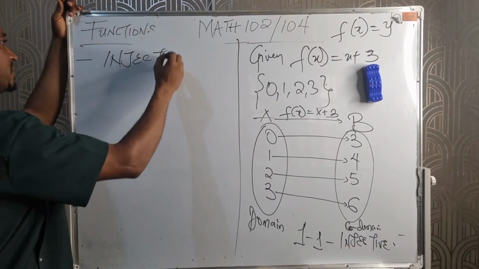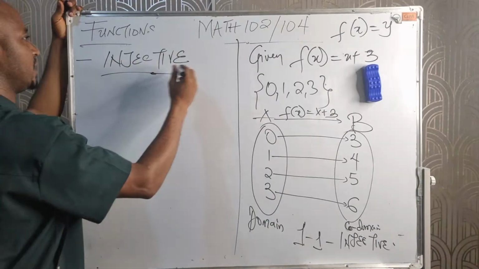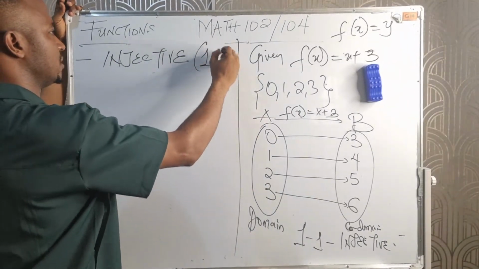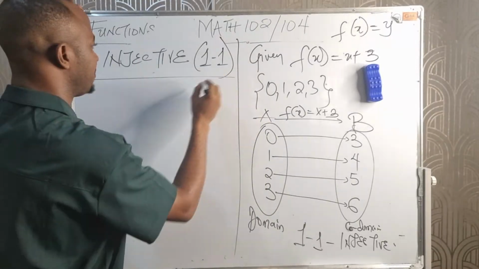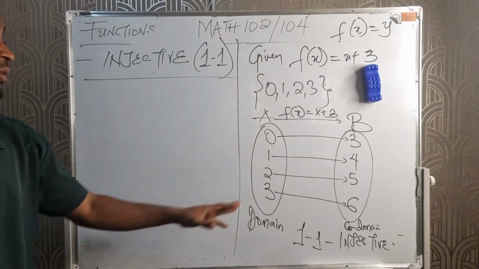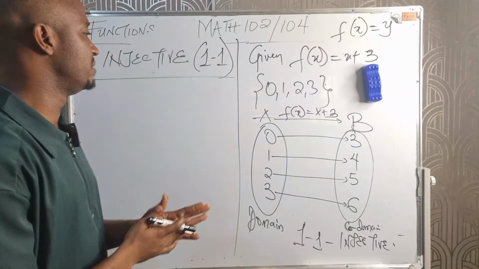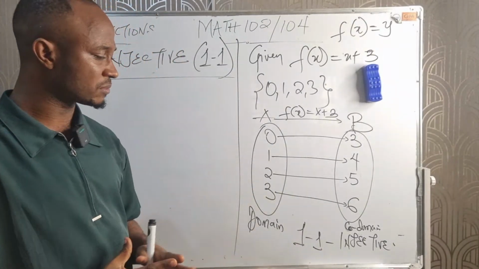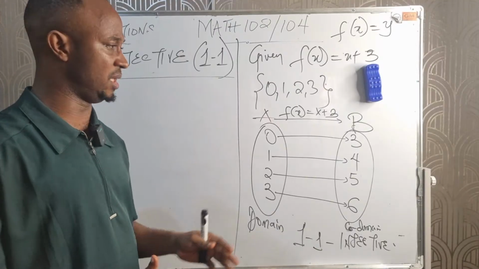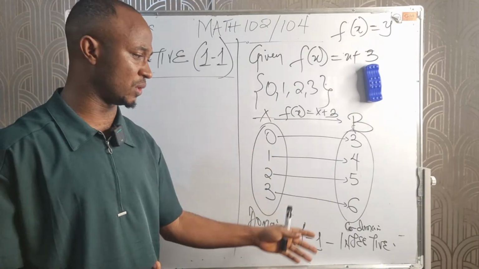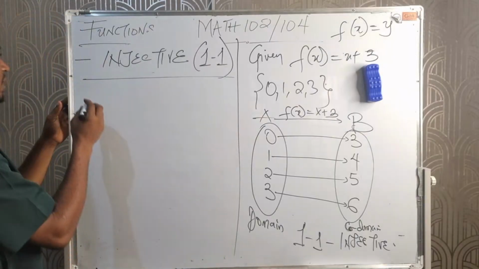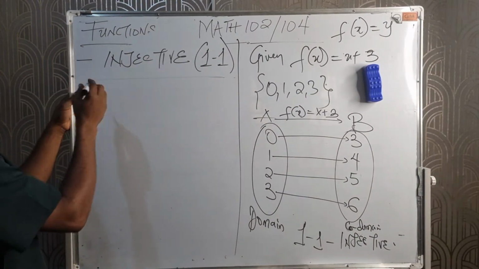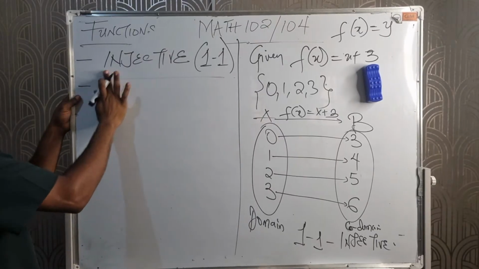The injective, this is also called one-to-one, right? One-to-one mapping function. A good example is what we just saw now. One-to-one simply means every element in the domain is assigned to a unique element in the codomain, like we just saw. Number two, we have what we call the onto, the surjective.